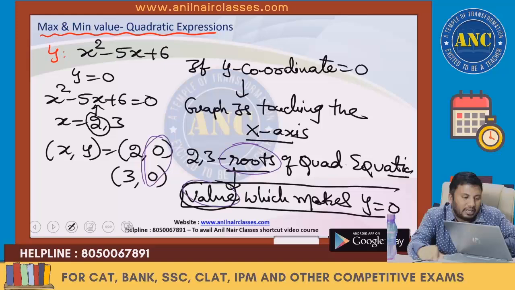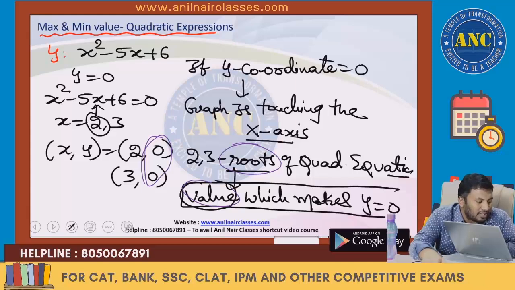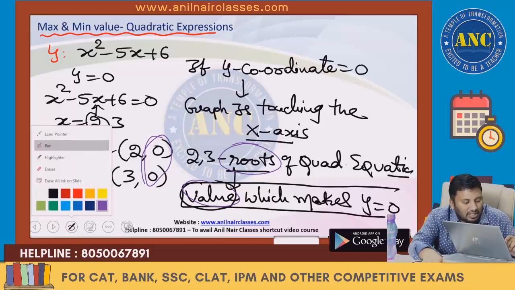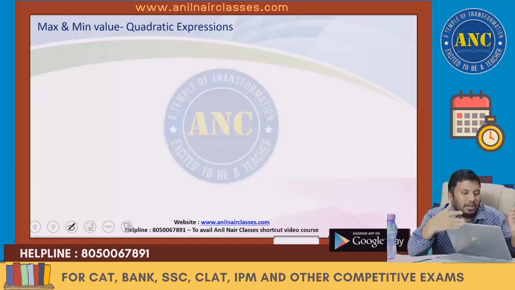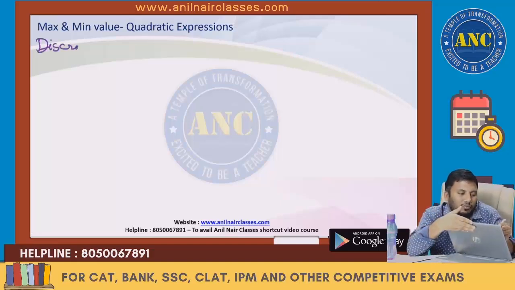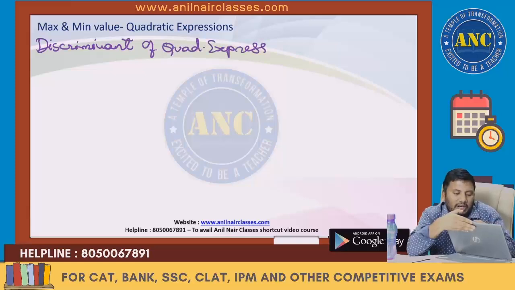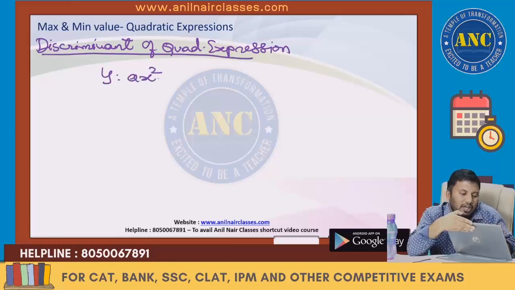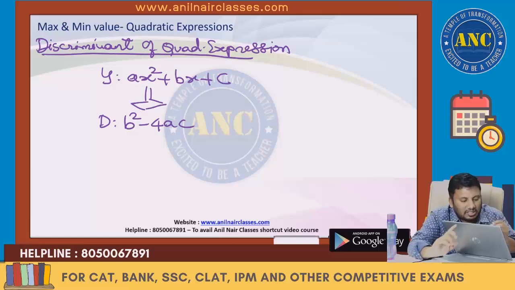Five minutes, a few important key points, then we will solve maxima and minima. Next point. Please write down. Discriminant of quadratic expressions. If y is ax square plus bx plus c, then the discriminant is b square minus 4ac.